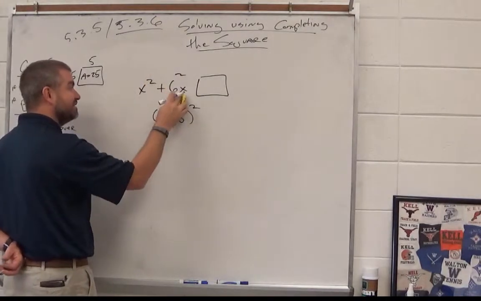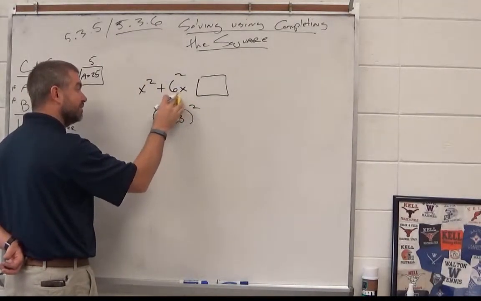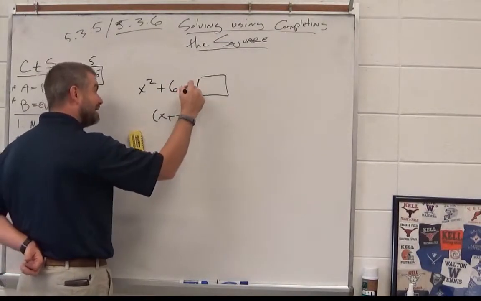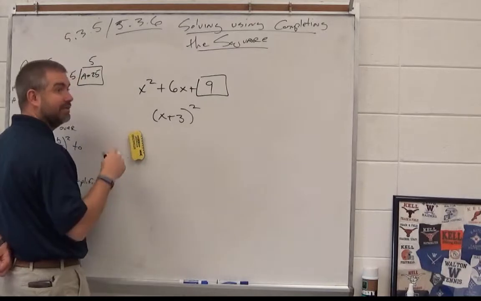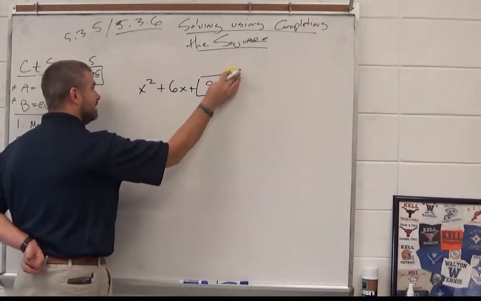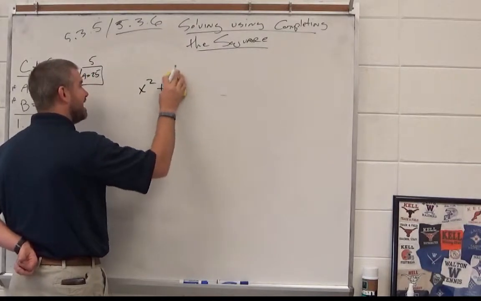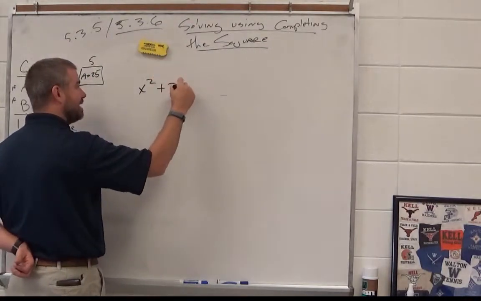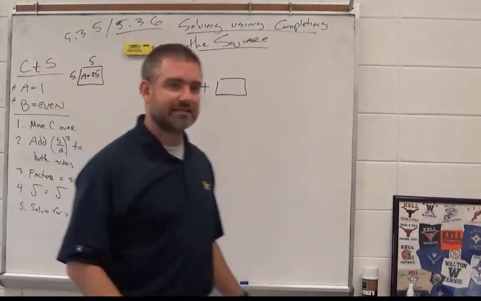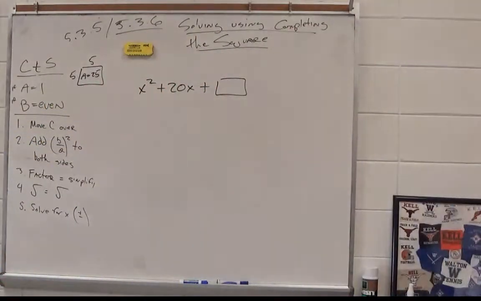What's half of 6? 3. What's 3 squared? 9. So we would add 9 right here to be able to complete the square. Okay? So let's try another example. If I had x squared plus 20x plus box, what would go in the box that would allow me to complete the square? What would finish out that trinomial?